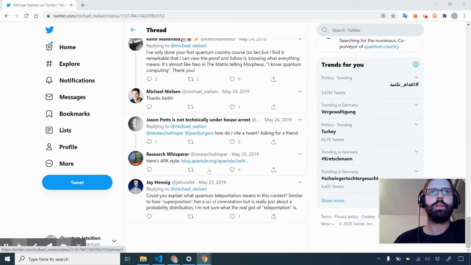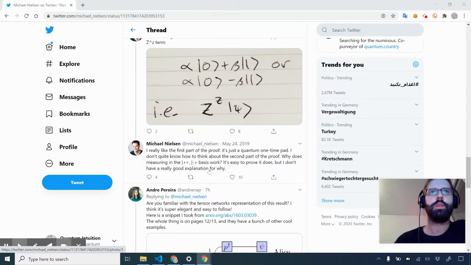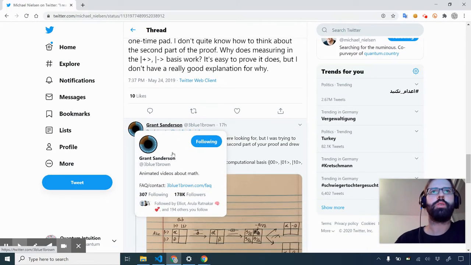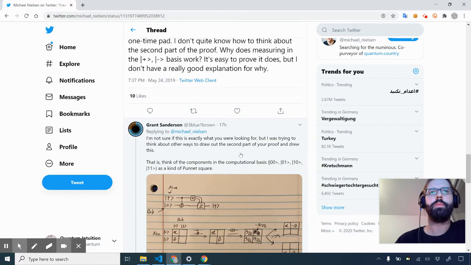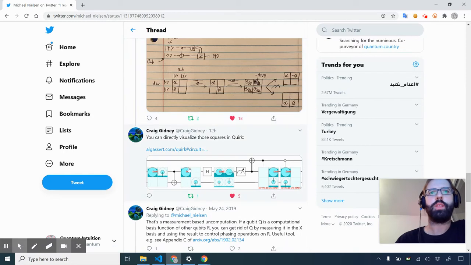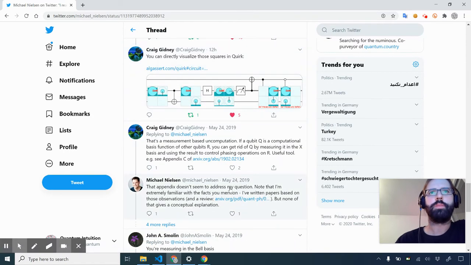Basically, where's the... I hate the way this works. I mean, Grant Sanderson replied to this today, and then Craig replied to this. I think that's the reason. Oh wait, so Craig replied as well.